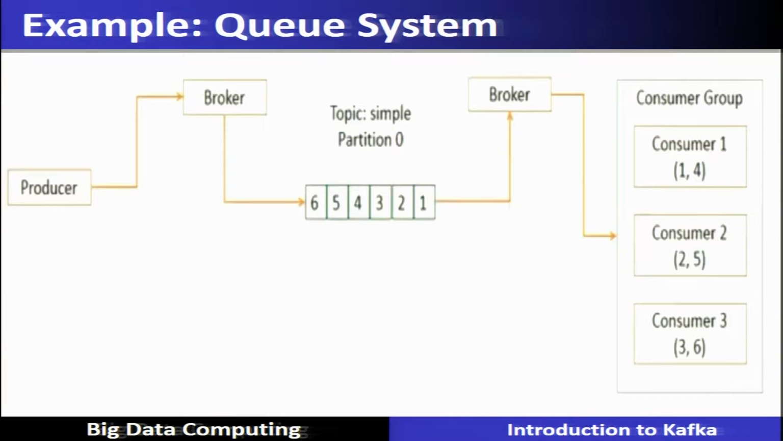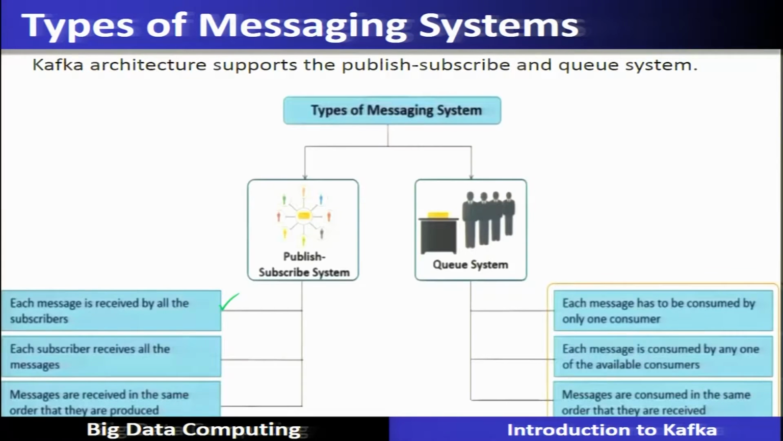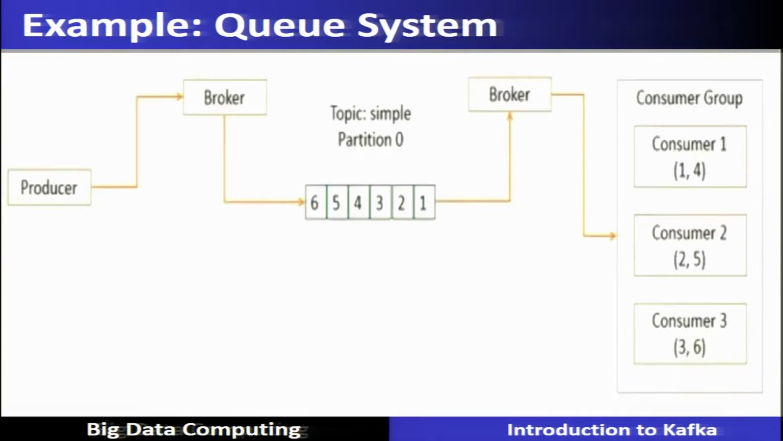Now, let us see the queue system, which is supported by Kafka. Here the producer will produce the message, and this will be put into the partition, or divided into the topic with the help of the broker, and a particular consumer will consume this particular message in this system. We have to see that each message is consumed by only one consumer, by any one of the available consumers. And the messages are consumed in the same order that they are received.